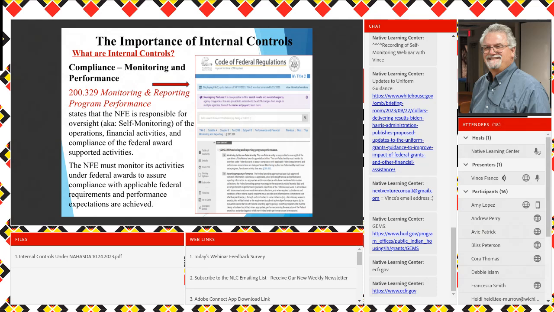So this is an issue that's going to grow in complexity. It's not going to be reduced. It'll be more intense. Monitoring, data-driven satisfaction, data gathering. You're going to see all of that intensify over the months and years to come. So this is the time to get a handle on self-monitoring as part of your internal controls and do it correctly and follow the guidelines that are set right here in 200.329.